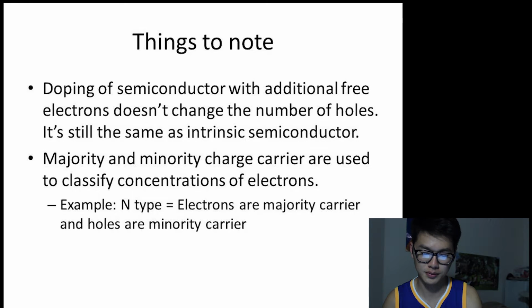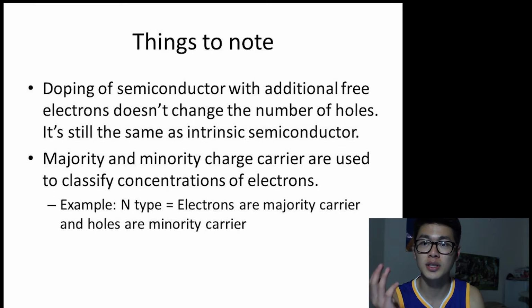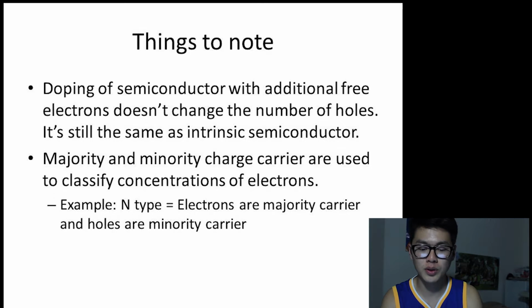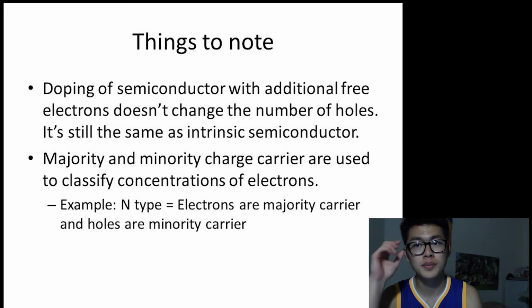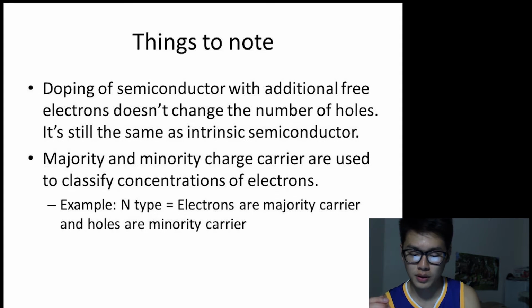Also, the majority and minority charge carriers are used to classify the concentration of electrons. So for example, in an n-type silicon, the electrons are the majority carrier and the holes are the minority carrier because you have more electrons that are free than holes. So for p-type, it'd be the opposite, where holes are the majority carrier and electrons are the minority carrier.